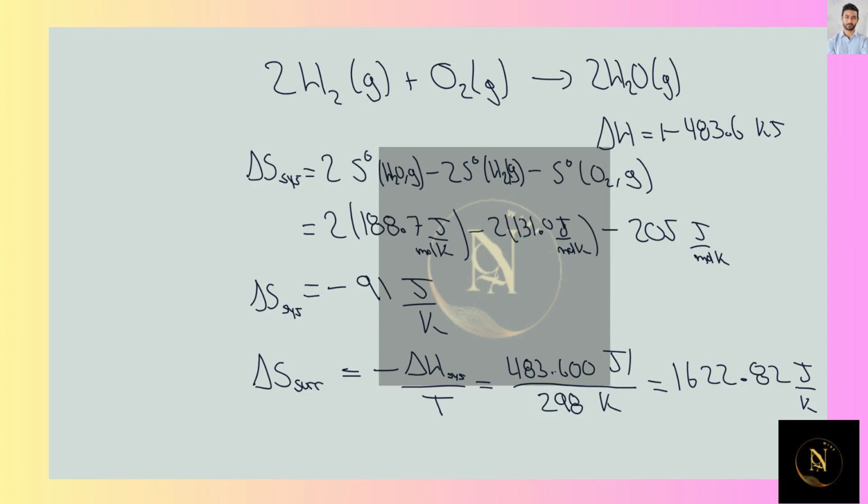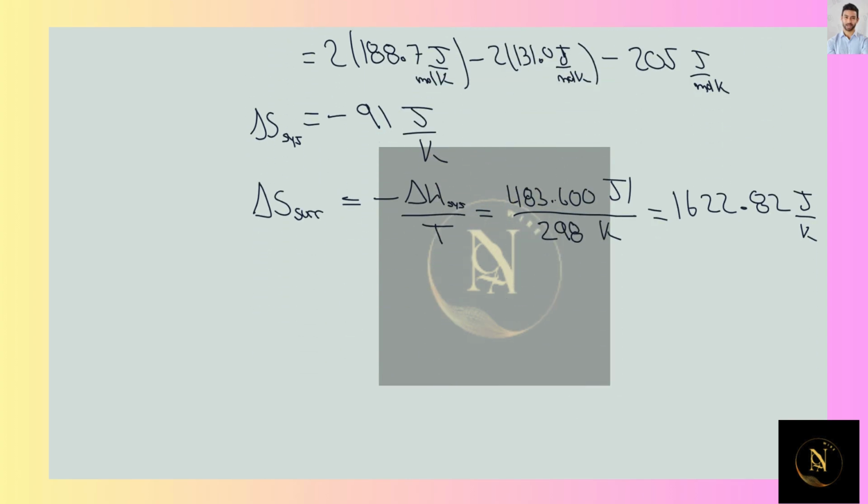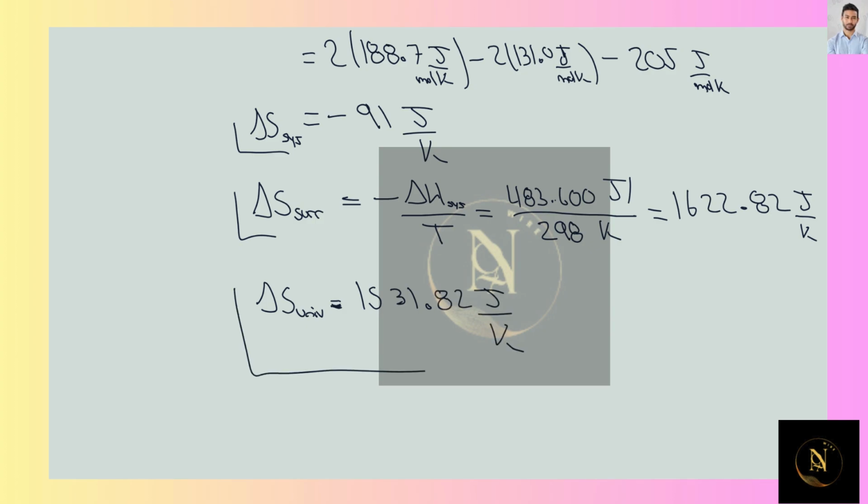So, with this, we can calculate the delta S of the universe, and that is the sum of delta S of the system with delta S of the surroundings, giving us 1531.82 joules per Kelvin. And that would be all.